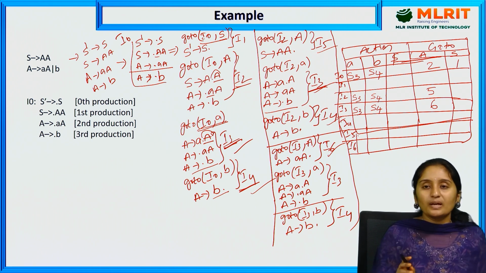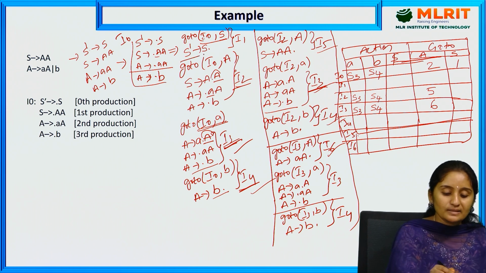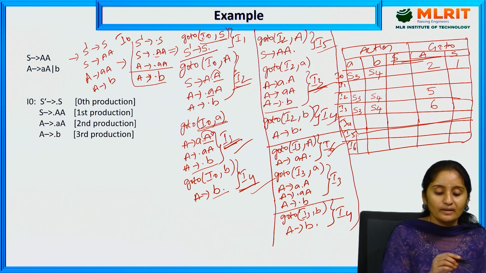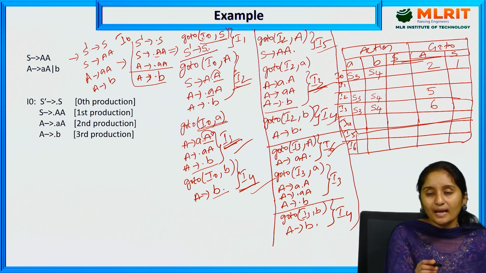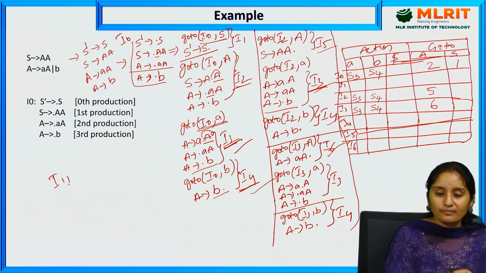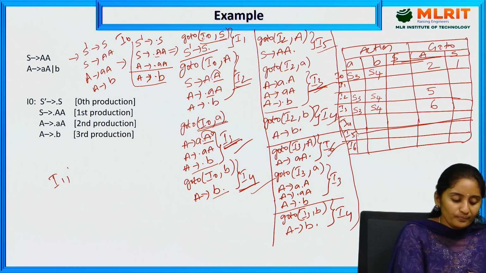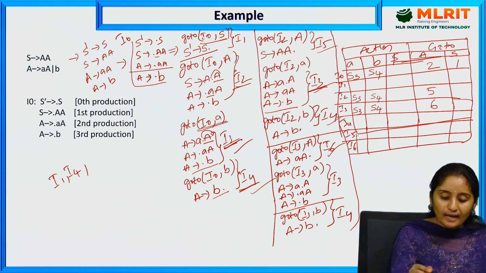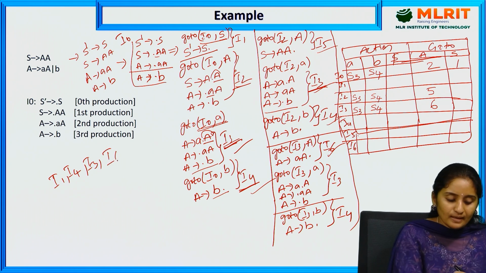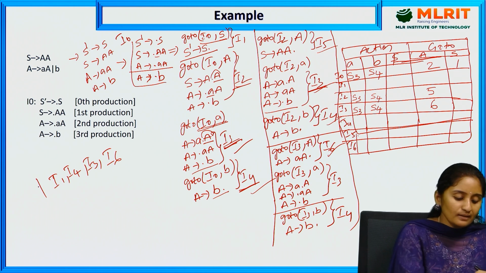Now check from the canonical list of items what the final states are. We identify final states when the dot reaches the end of the production. The first production I1 is reaching the final. I2 has no such production. Next I4, I5 and I6. If the same production repeats, we write it only once. So these are the final states we have.